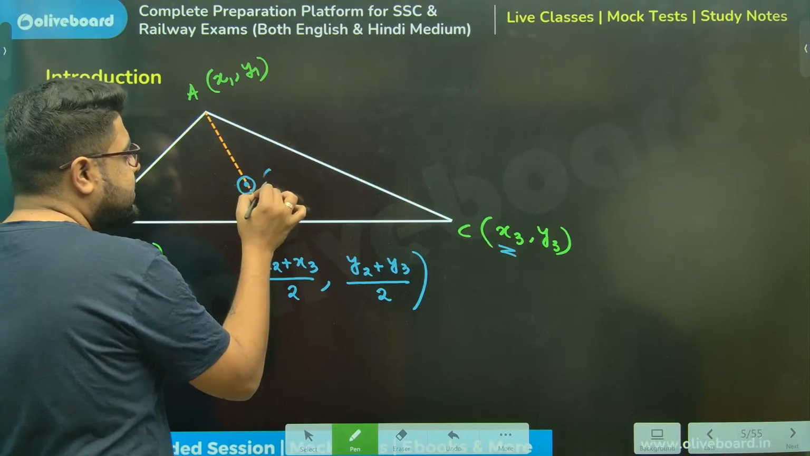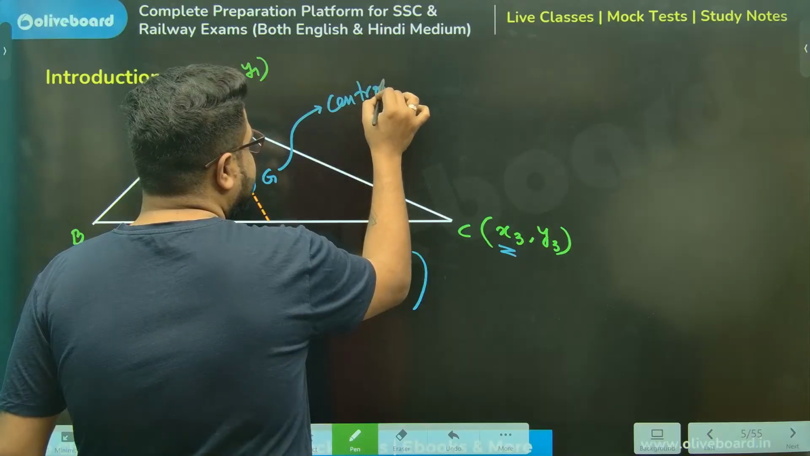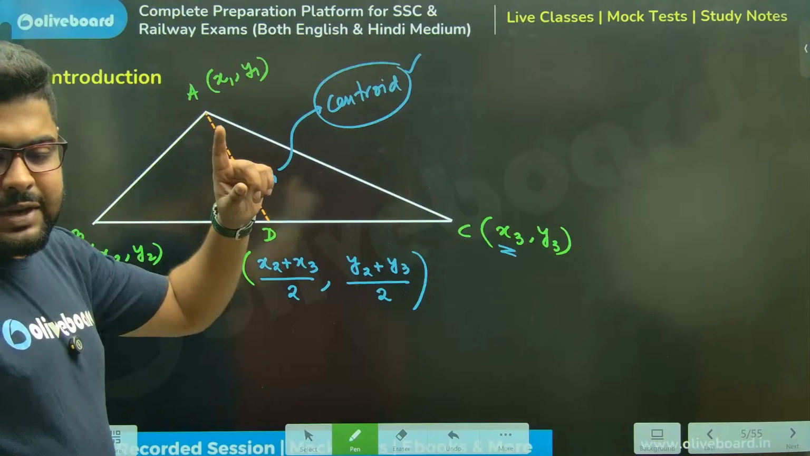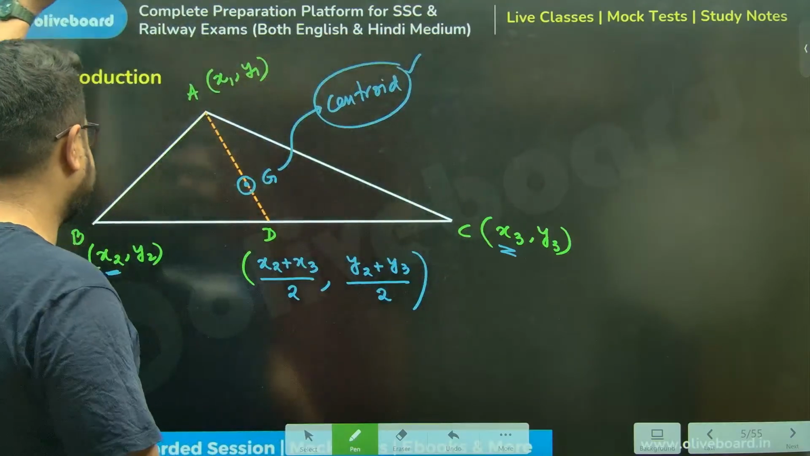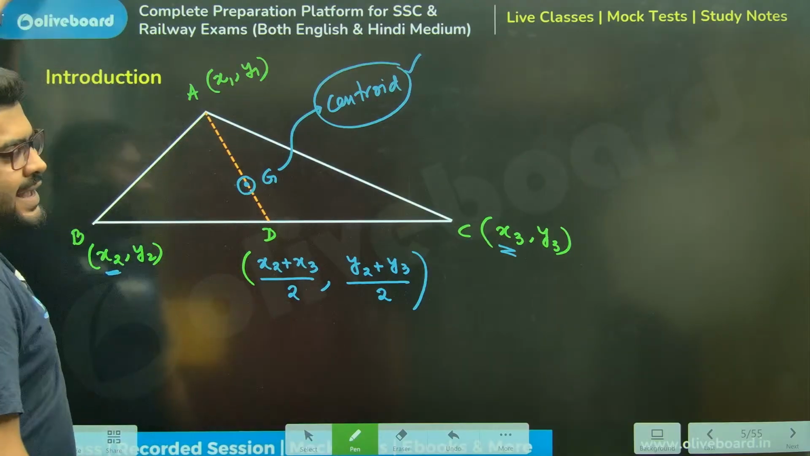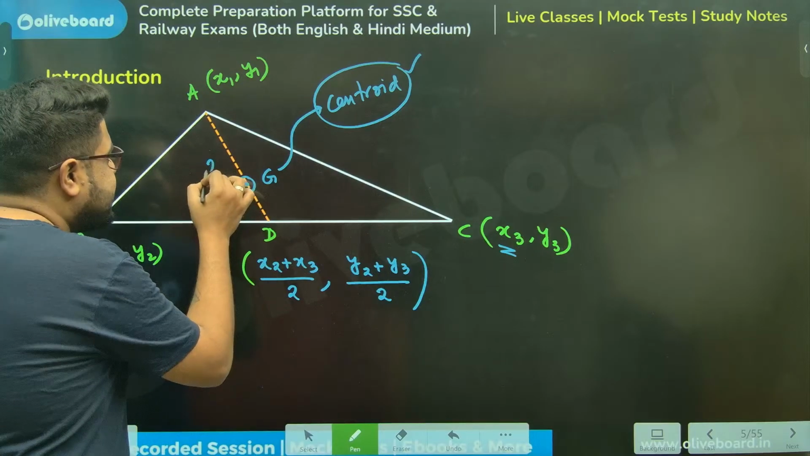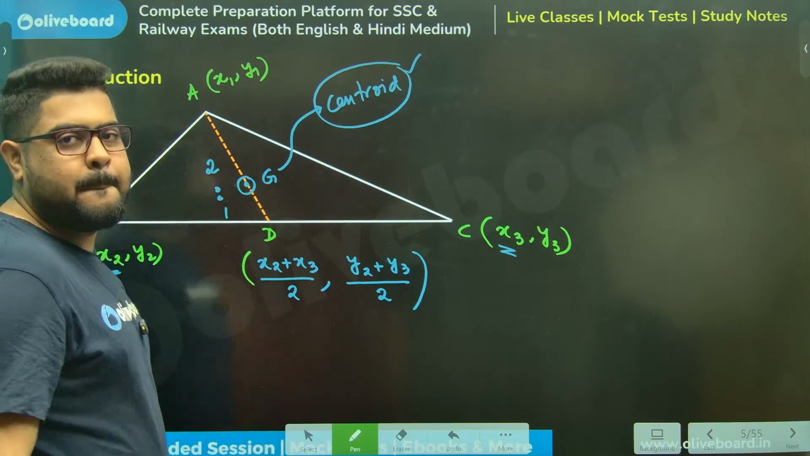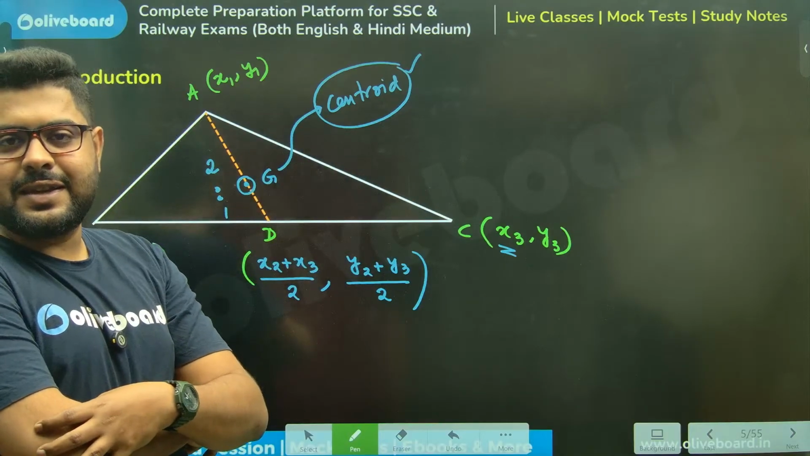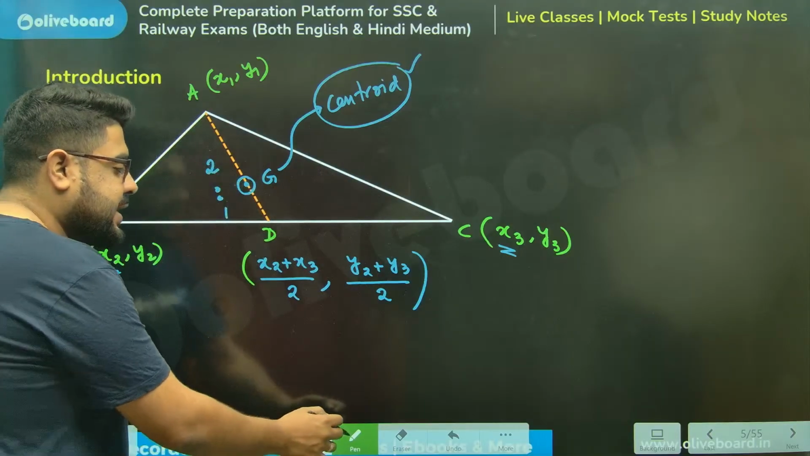Now what I'm trying to find is G over here. G means centroid. I'm trying to figure out its coordinates. Now you tell me, brothers and sisters, AG to GD, you know this is always 2:1. Can you figure out the coordinates of G? What formula will you require? You will require the section formula.